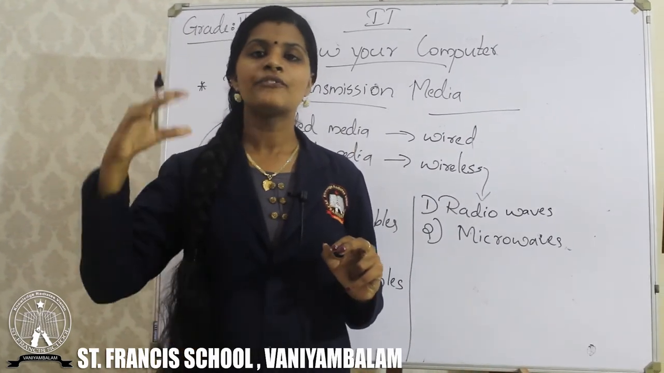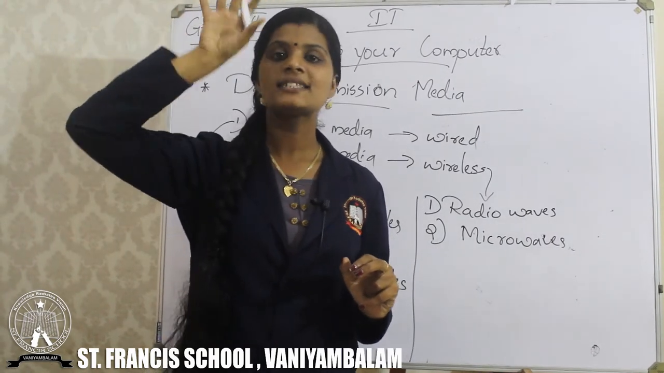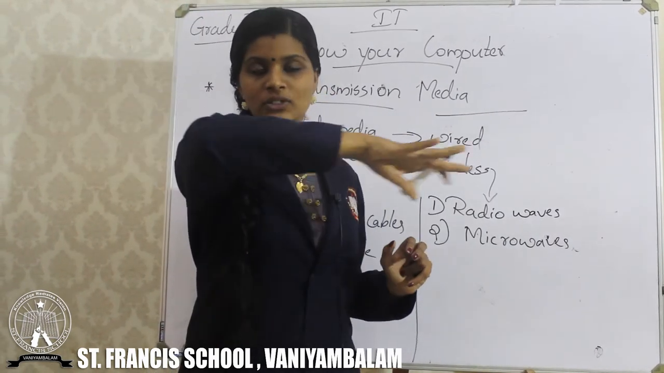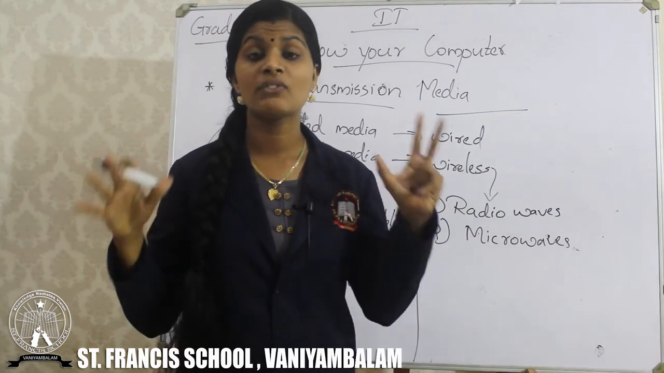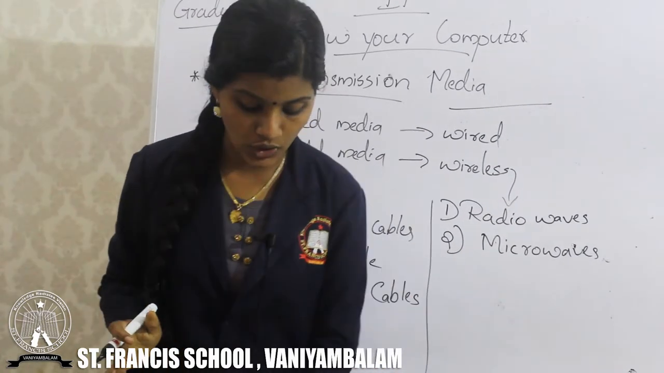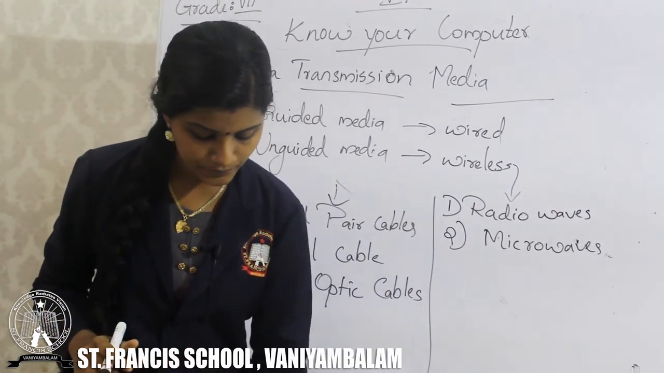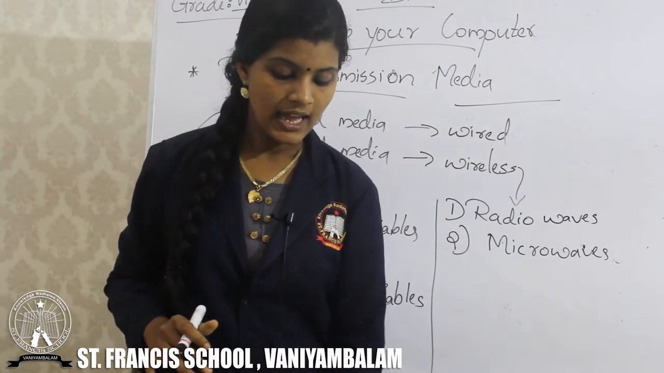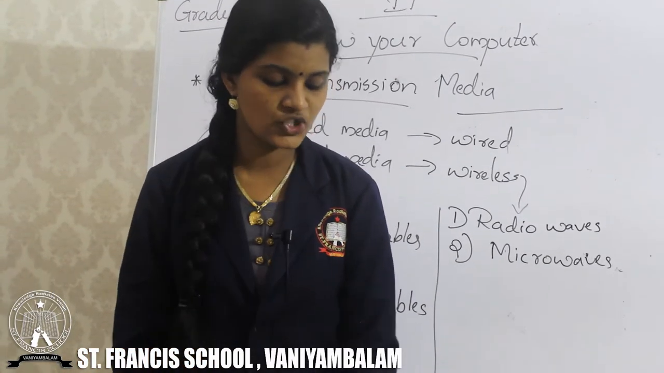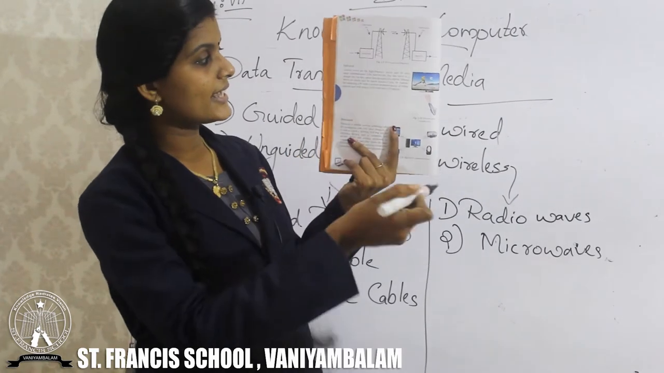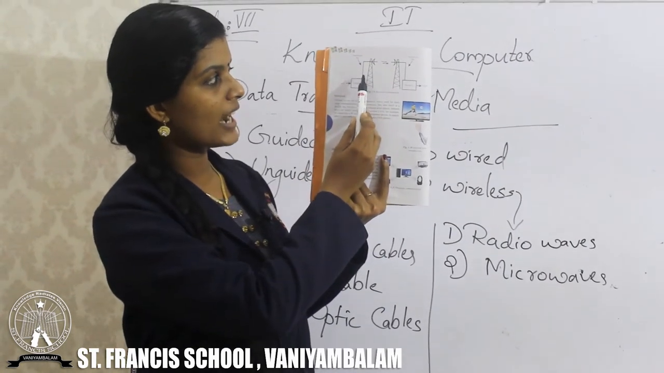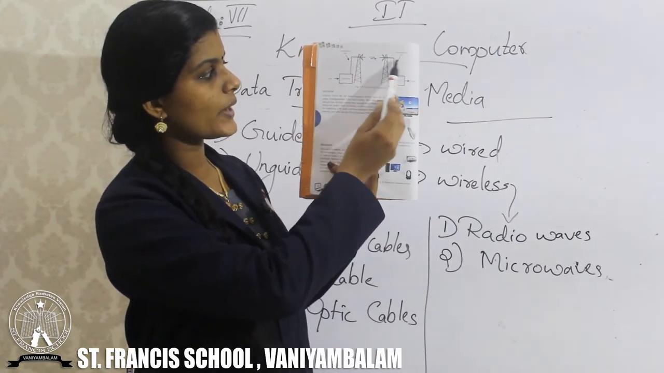That means from a tower, it is sending, and only things around that tower will get that network. On page number 8, the picture is given. You can see here that from this transmission line, it is passing straight.